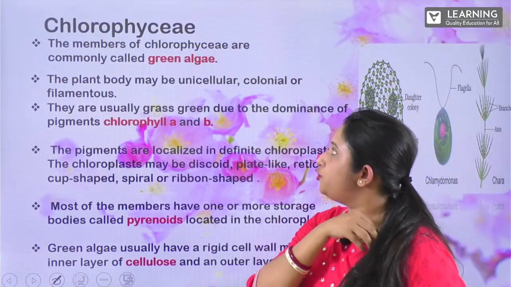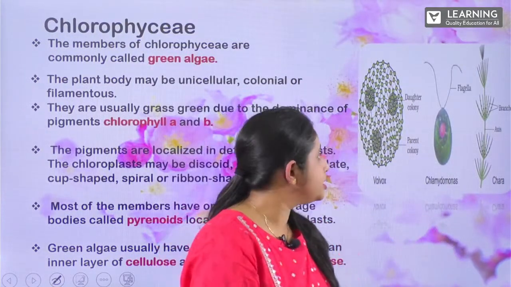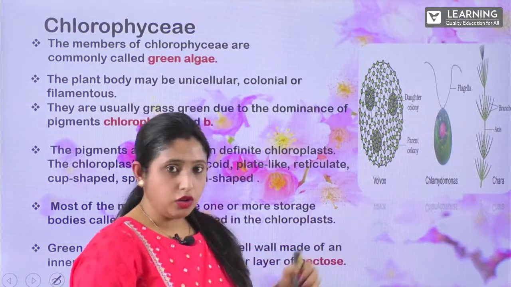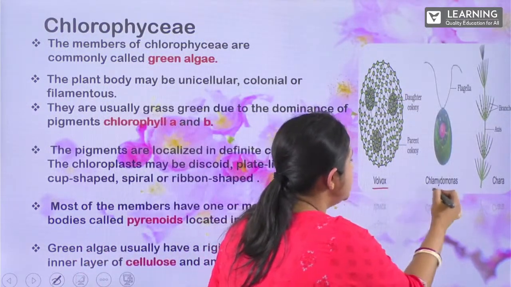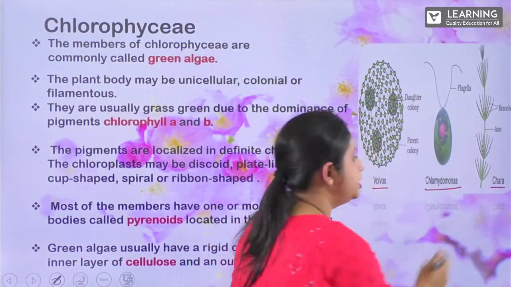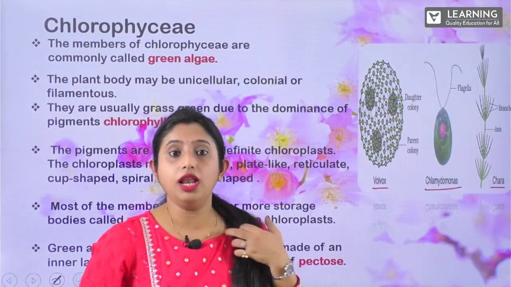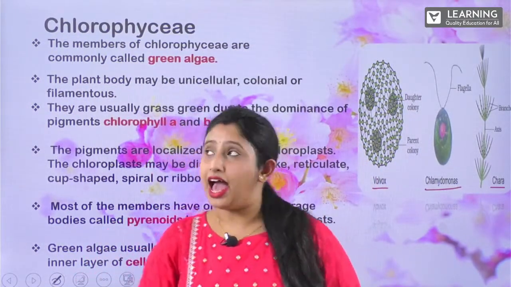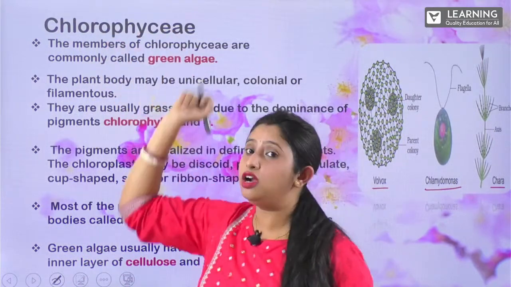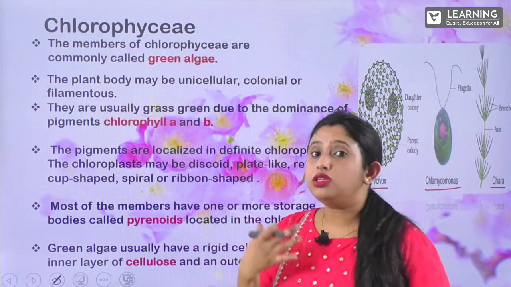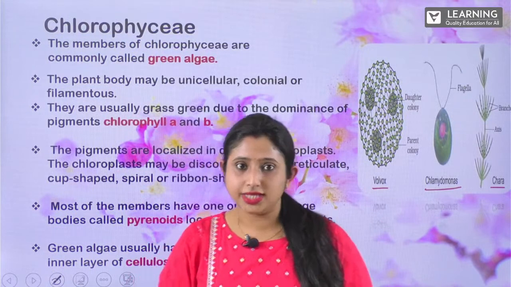Clear? Now let us see the characteristics of all these three types of algae. For Chlorophyceae, you can see the pictures of Volvox, Chlamydomonas and Chara. They all are green algae, also known as Chlorophyceae. So what is the other name of Chlorophyceae?